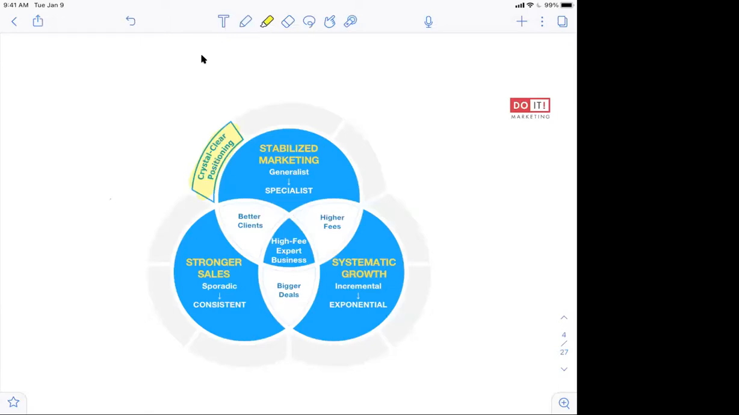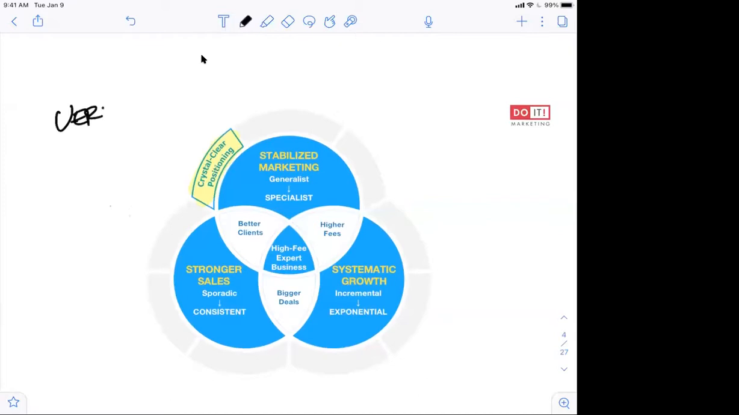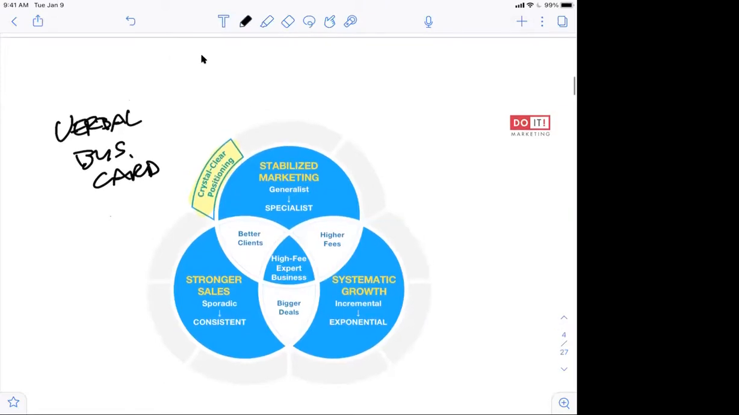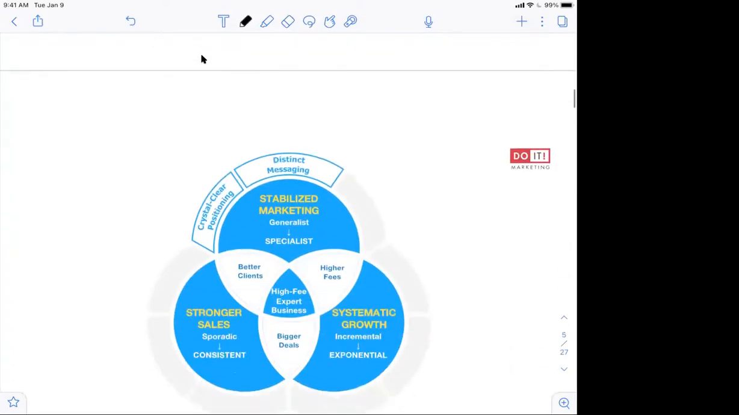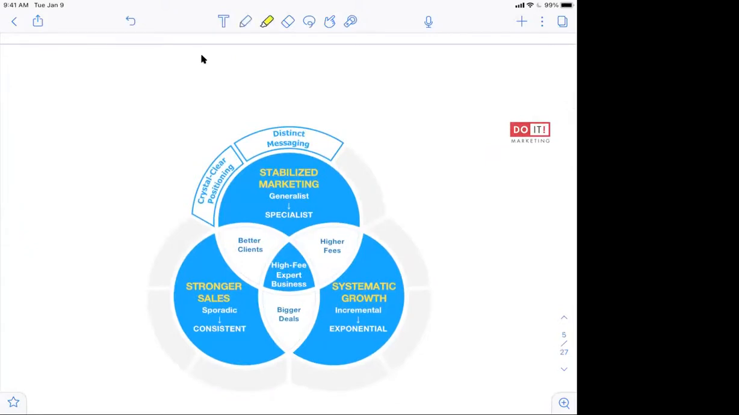And by the way, one of the ways to fix this is with a process that we call your verbal business card. Your verbal business card specifically talks to the who and the what. So who you serve and what you solve. But again, specifics always beat generalities. So we're going to come back to that. And that also is a piece of the messaging puzzle. So let's move on to piece number 2. Piece number 2 is, in fact, distinct messaging.